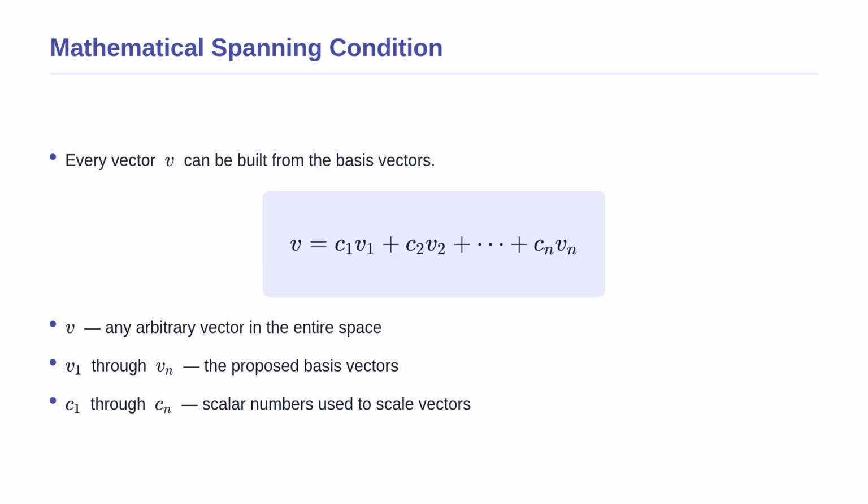Finally, the symbols c1 through cn are scalar numbers. These are just regular numbers we use to stretch or shrink our basis vectors. If you increase a scalar, you travel further in that specific basis direction. If even one vector in the space cannot be written as this exact combination, then the set fails to span the space.